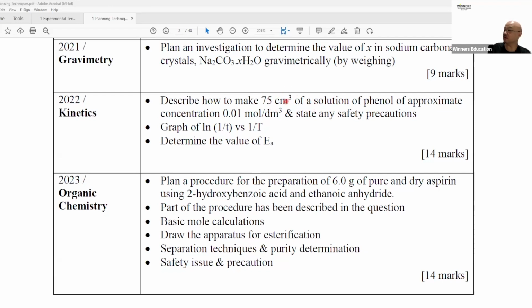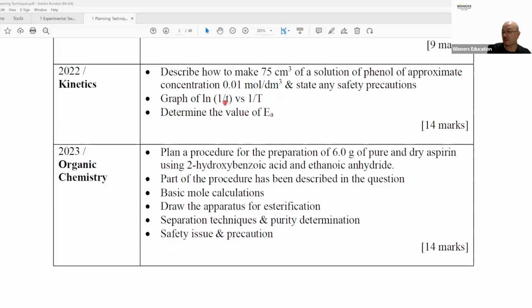The volume is fixed at 75 cm3, so you need to know how many moles. How to find the moles? You have the Mr, so you need this mole, then back calculate and you know the mass. You measure it using a weighing boat or whatever. Done. Then a graph of ln(1/t) versus 1/T, time versus the temperature.